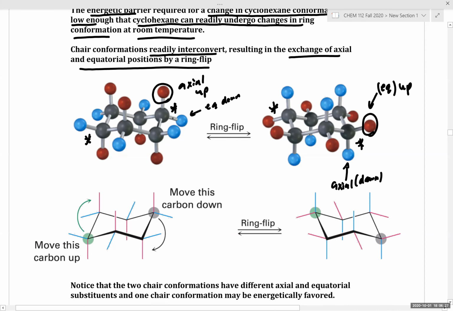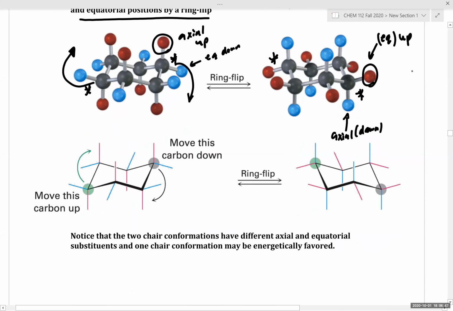So we're bringing our carbon that's pointing up down, and our carbon that's pointing down, we're bringing it up. As a result, all of our axial substituents become equatorial. All of our equatorial substituents become axial. Now, it's really important that you keep track of your carbons, because if you change the position of your substituents, you could actually end up drawing constitutional isomers, or even worse, drawing stereoisomers or enantiomers.